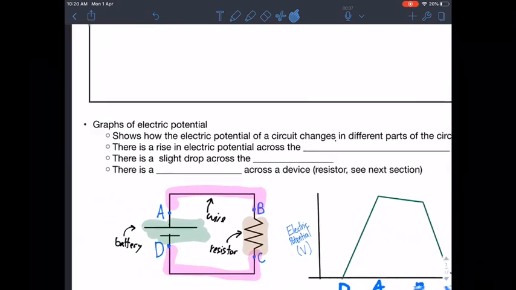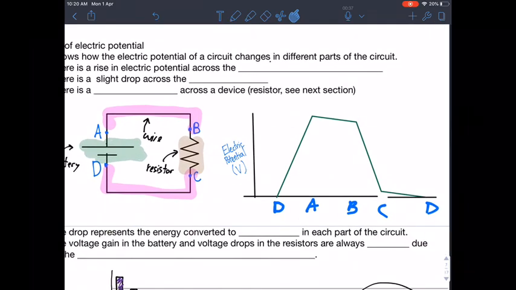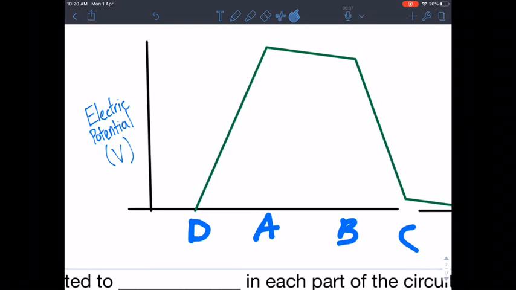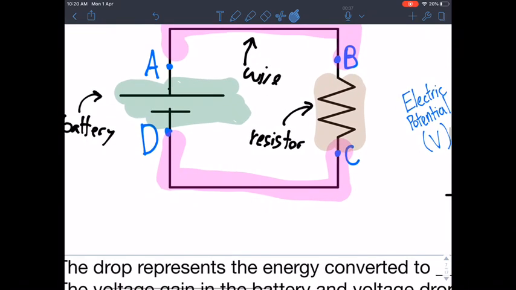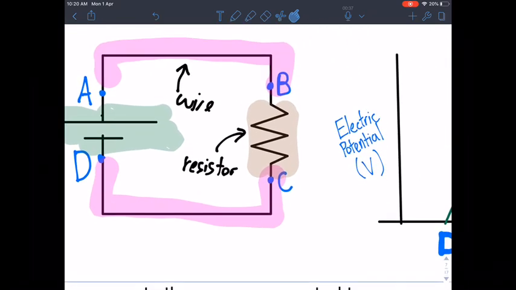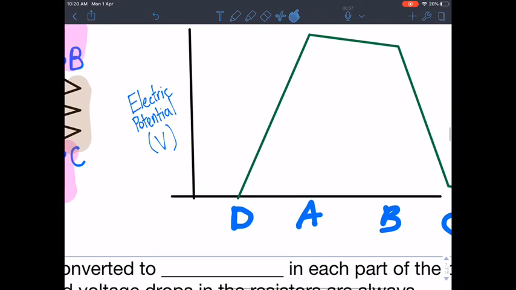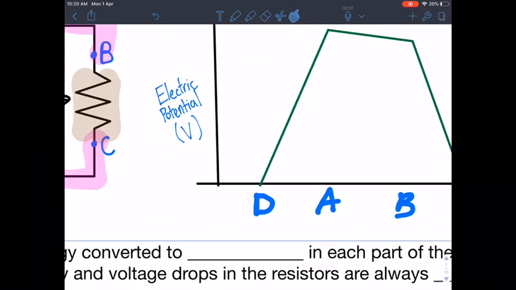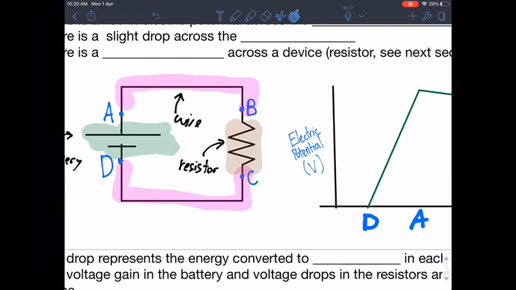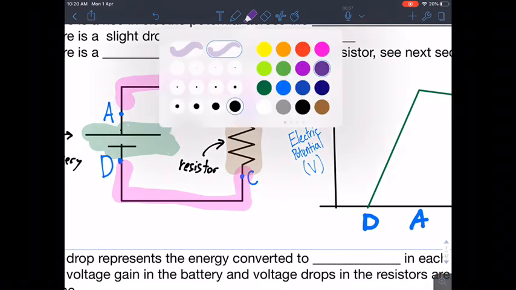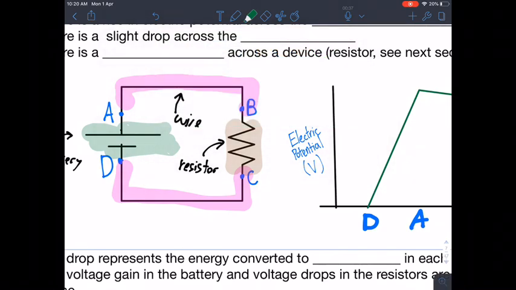Okay, so when we look at a graph of electric potential energy over here, we're measuring the voltage as we go through the circuit. So if you look at the graph over here, we've got point D and point A. So between point D and point A, there is a battery. So I'm going to go ahead and highlight this part of the graph in green, the same color as my battery.